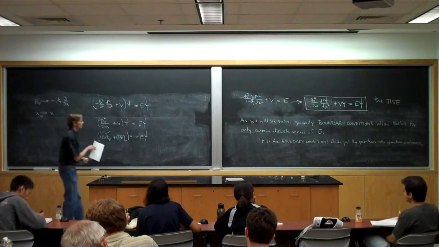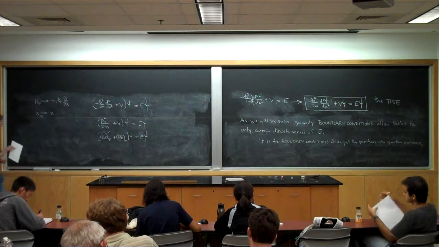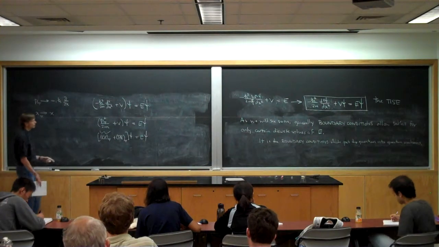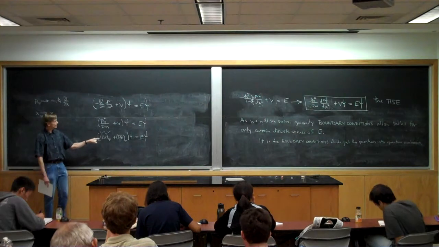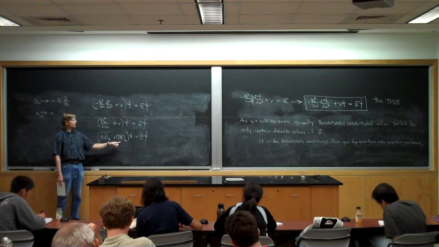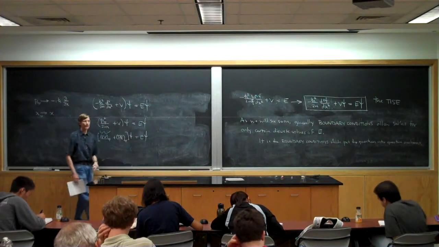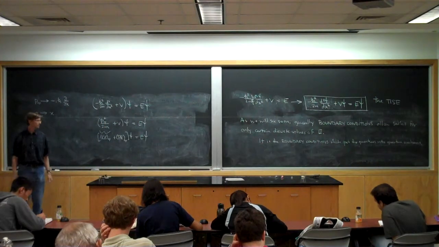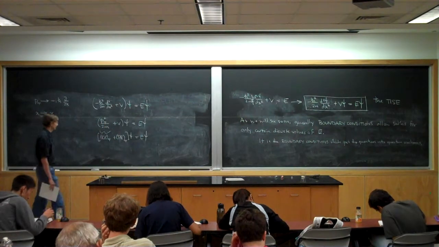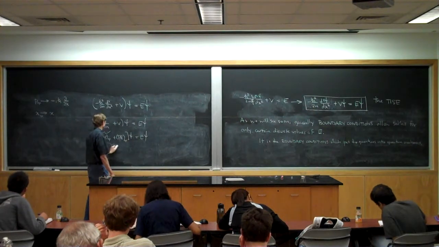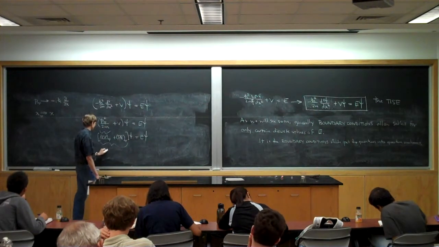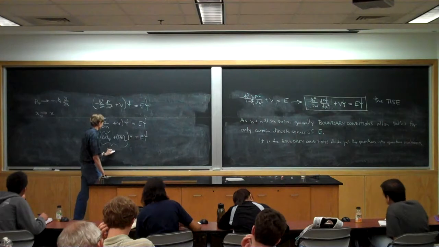So the one-dimensional time-independent Schrödinger equation, written as an operator equation, is kinetic energy operator plus potential energy operator applied to psi is E times psi. So this whole beast on the left-hand side is the energy operator.